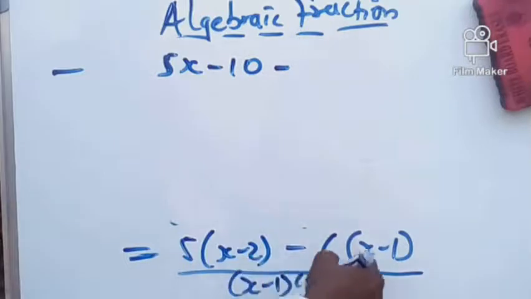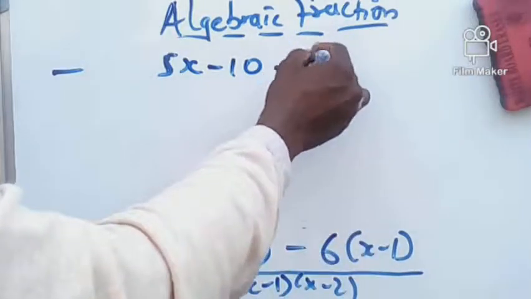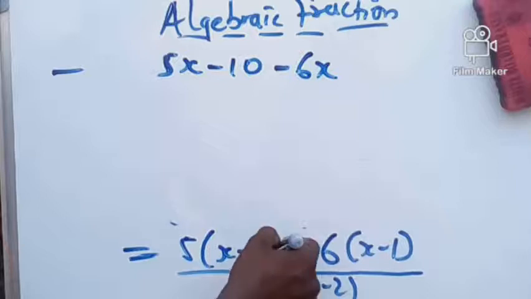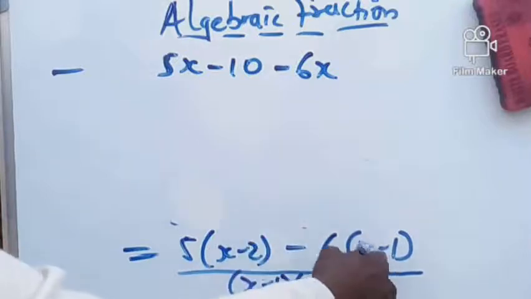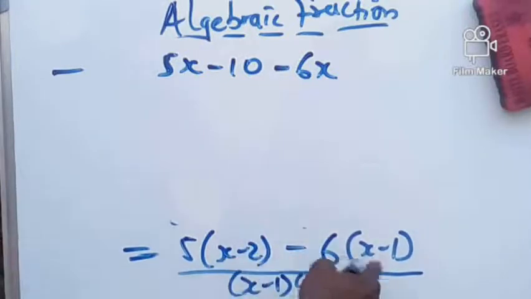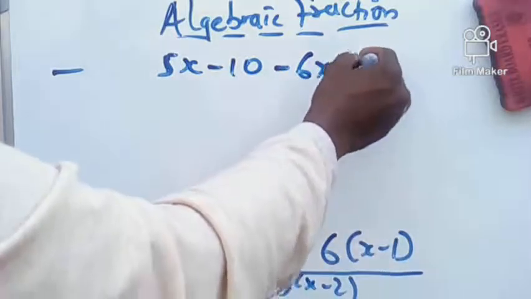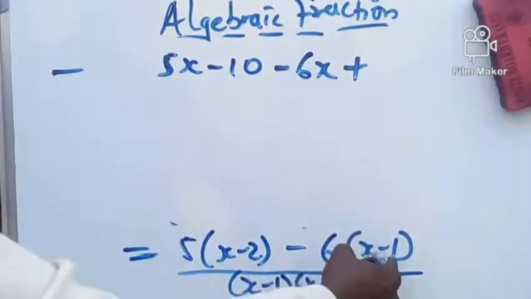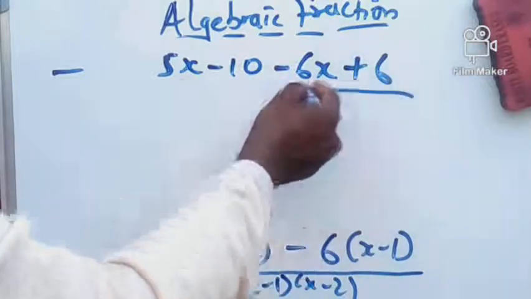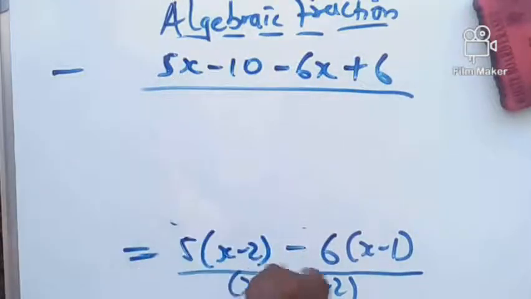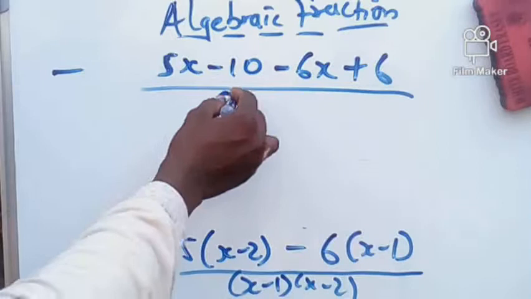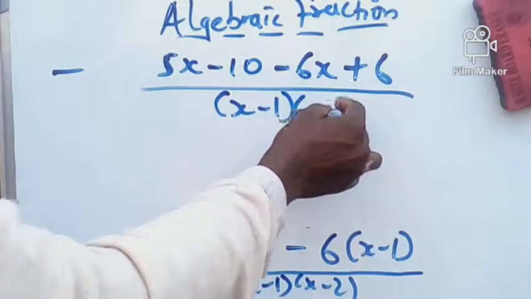Now 6 times x will give us 6x. Notice that because of the minus here, this minus will multiply the minus that is inside here. So minus multiplied by this minus, you have plus. And then 6 times 1, you have 6. And everything here is divided by the LCM, which is x minus 1 and x minus 2.